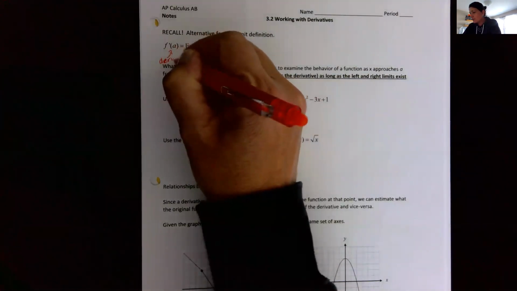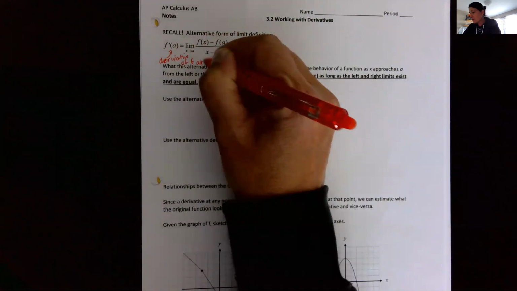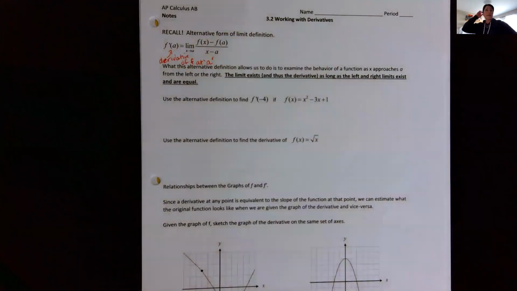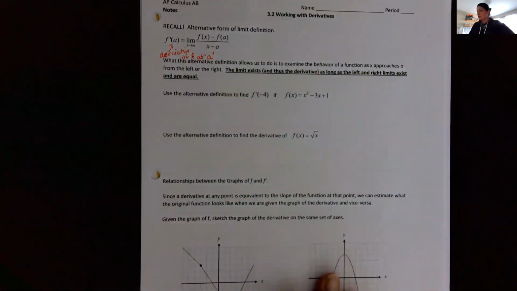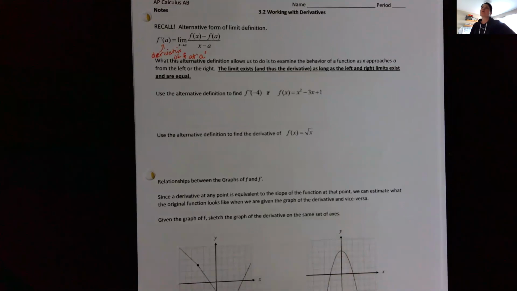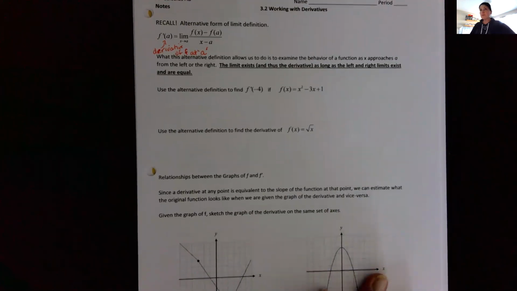Derivative of F at A. Okay. So what this alternative definition allows us to do is to examine the behavior of a function as x approaches a from the left or the right. The limit exists, and thus the derivative, as long as the left and right limits exist and are equal. All right.